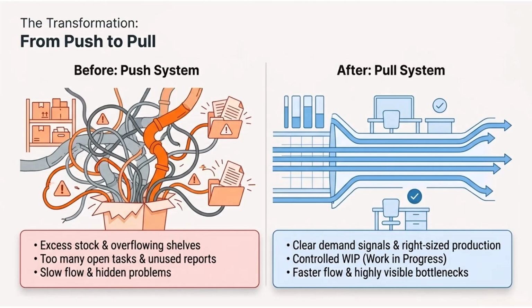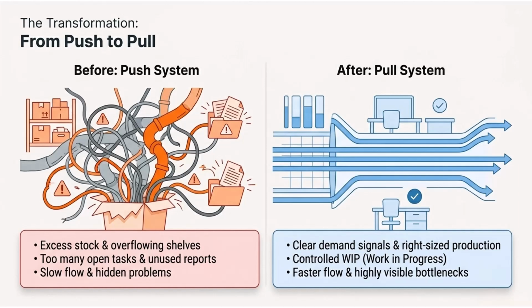So you can see a theme there with a lot of these issues that we see with overproduction. It's because we're using very much a push model, where we're just trying to overproduce something before it's actually needed. And what happens there, you get a lot of excess stock and overflowing shelves, or you get too many open tasks or unused reports. And this causes a lot of flow issues where things start slowing down and you start having lots of hidden problems.